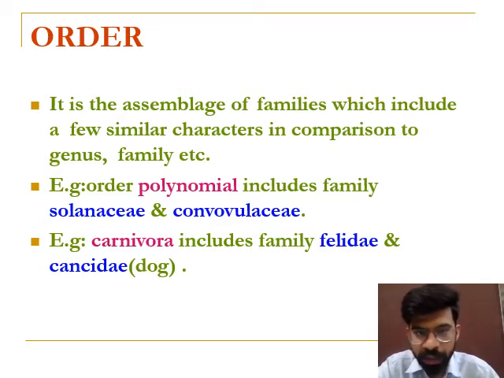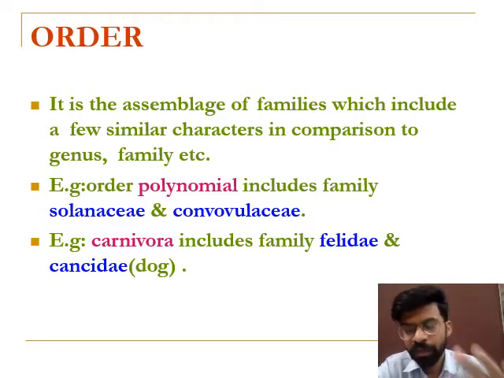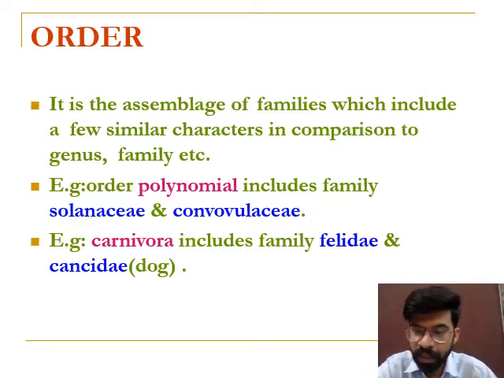Example: the order named Polymoniales includes two families of plants, Solanaceae and Convolvulaceae. These families, such as Solanaceae, will be covered in our second unit, morphology of flowering plants. And in animals, an example of order is Carnivora. Carnivora includes different families: Felidae and Canidae, the dog family.